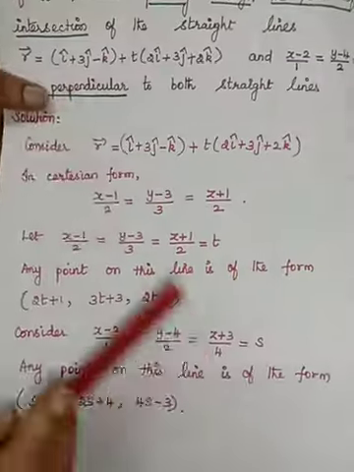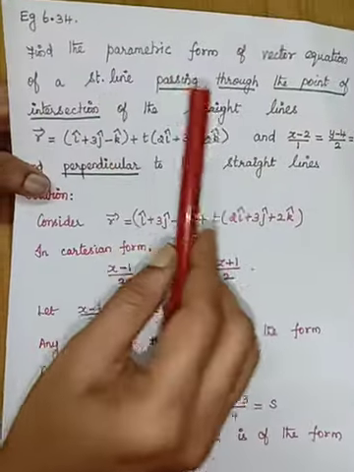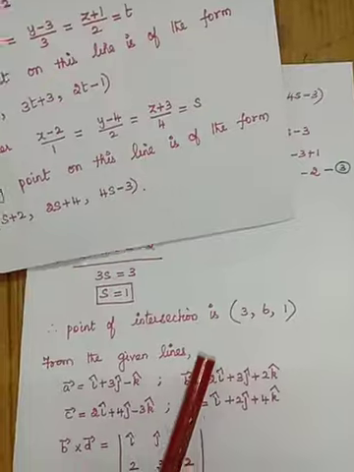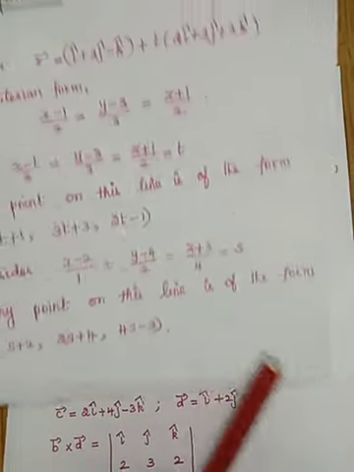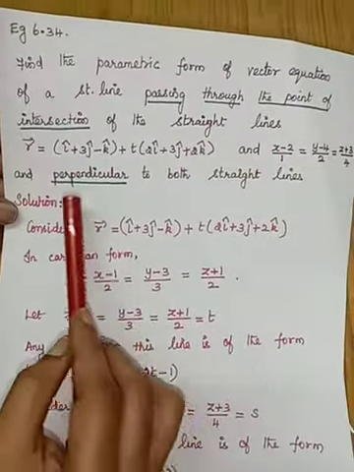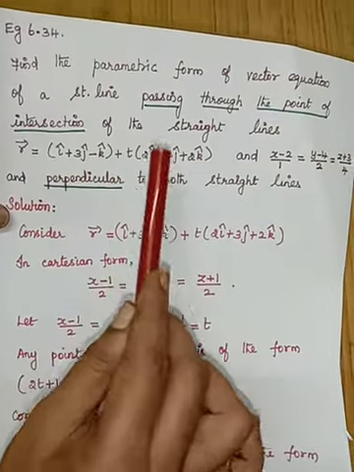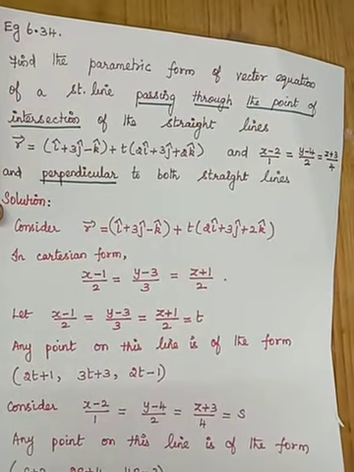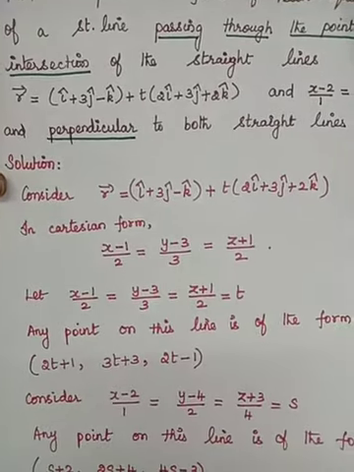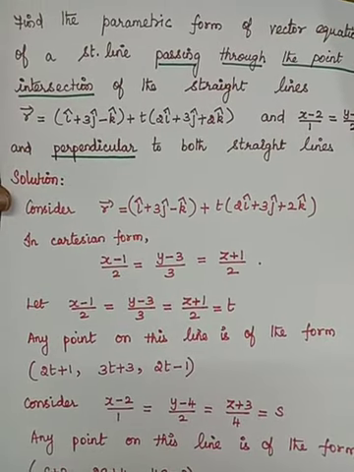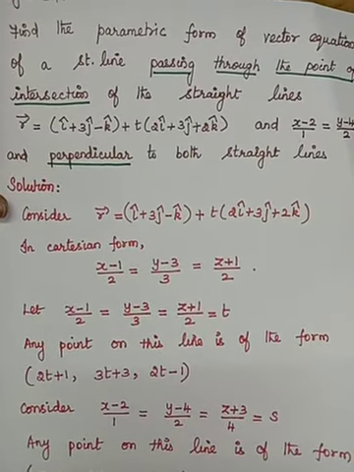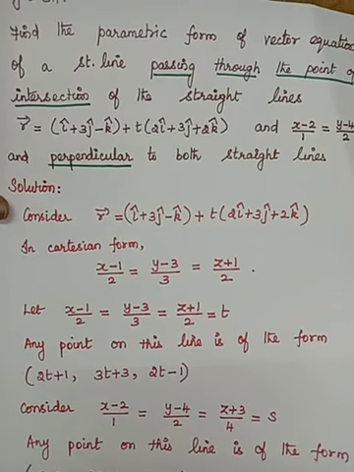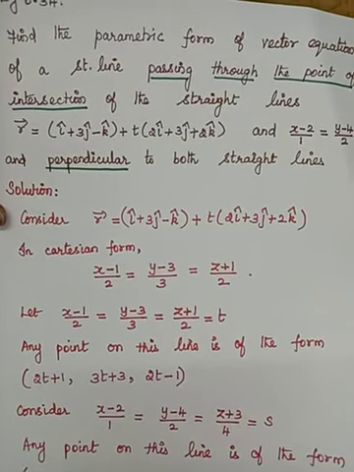So your required line passes through this point, and it is perpendicular to both the straight lines. To write the equation of the required line, we need two things: one is a passing point and a parallel vector, or otherwise we need two passing points.